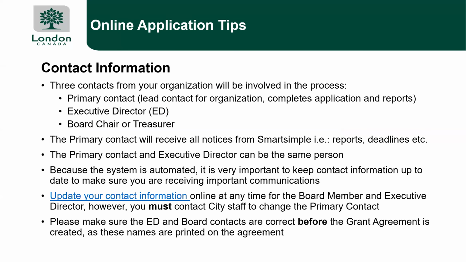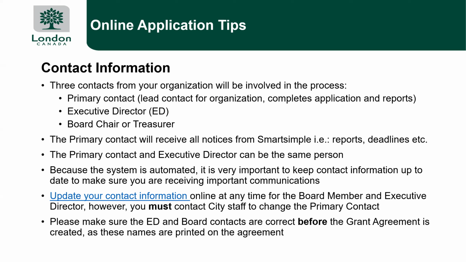There are 3 roles within the application process: a primary contact, and that is the person who's going to be filling out the application, who will be getting any notices that are sent out, like a reminder. We send reminders to say, application deadline is next week. So this can be the executive director of an organization, or it could be someone they've appointed as a lead for the organization to be that person to receive all the information. But whoever that primary organization contact is, they will receive all the information from Smart Simple.